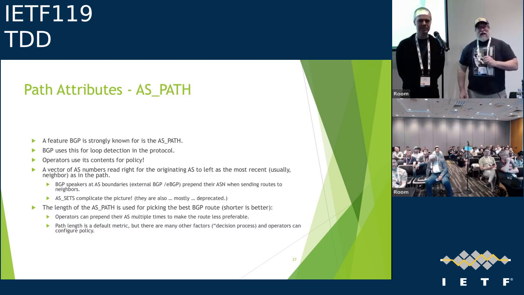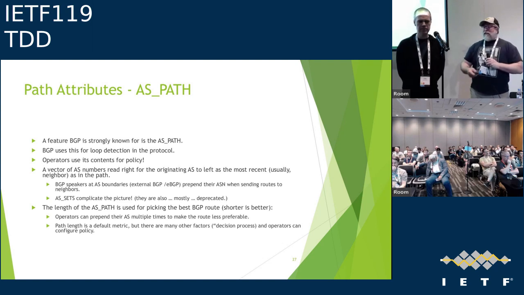Probably the most popular attribute out of BGP that most people are familiar with is the AS path. We talked about earlier that BGP is a path vector protocol. Well, the vector of paths in this case is the autonomous system numbers. And the main purpose for this from the get-go is simple loop detection. If your AS number is in the path, it's a loop. Very easy to decide if you're dropping things.